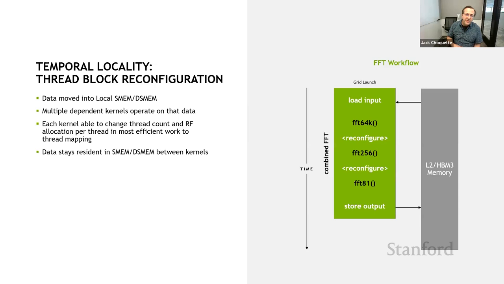To improve the efficiency of temporal locality, we added a new capability, thread block reconfiguration. Going back to the FFT example, you can see how this works. There's a single grid launch for the entire transform. At each radix step, the SM threads and register file resources can be reconfigured to match what's needed for the radix done at that step. At the beginning of the transform, data is loaded from memory into shared memory and distributed shared memory, in the context of clusters. And each radix step is performed without the data leaving that memory. So instead of the temporal locality of execution passing over data in L2 and HBM memory, we now have execution passing over much closer and much more efficient SM shared memory.